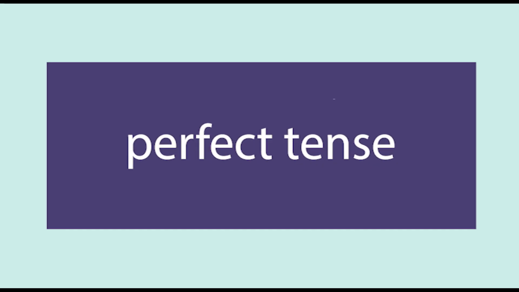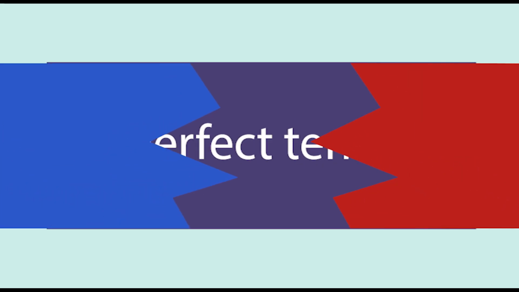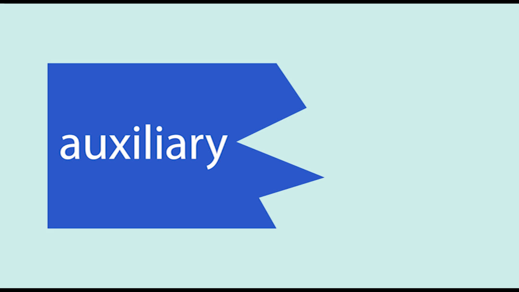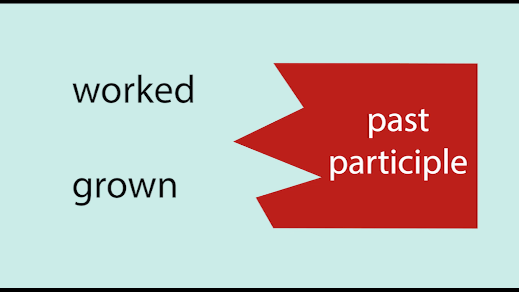In English, as in Dutch, the perfect tense consists of two elements. A conjugated form of the verb have, we call this the auxiliary. So in these examples, she has and you have. And a main verb in the form of a past participle. Here, it's worked and grown.